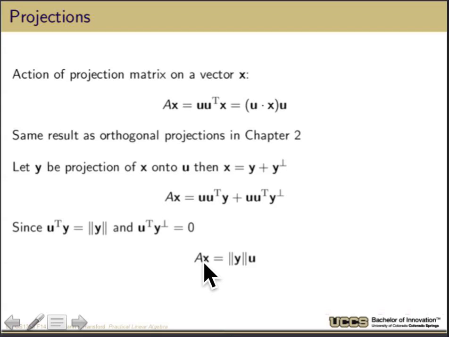We see that AX equals the magnitude of Y times U. So I can also relate the projection of X onto U, and I can estimate its size without even figuring out what A is. The magnitude of Y times U will be the projection.